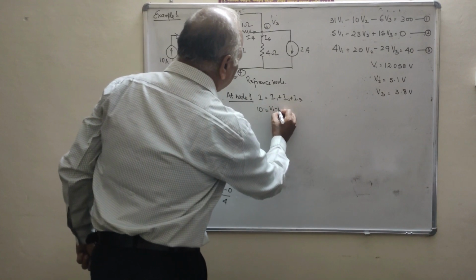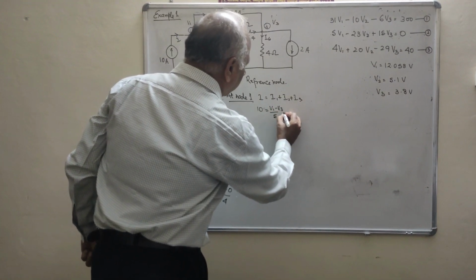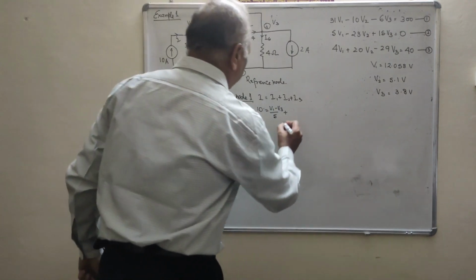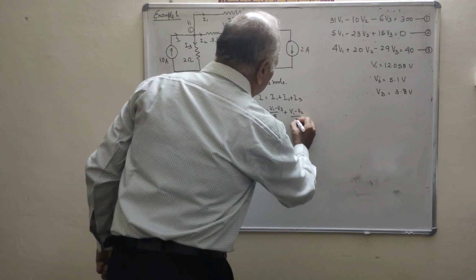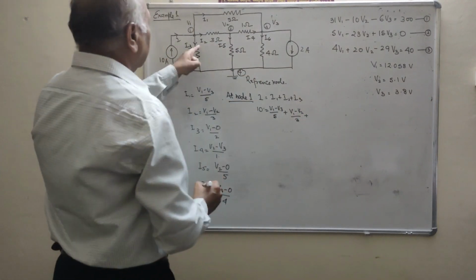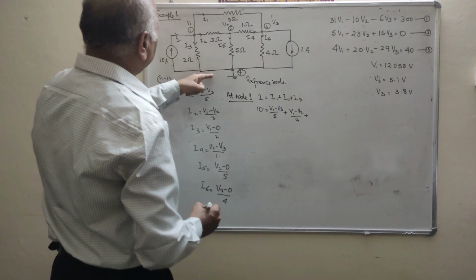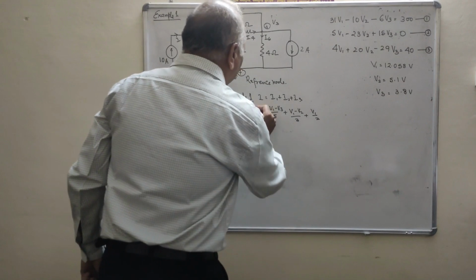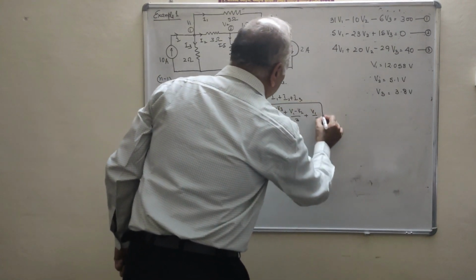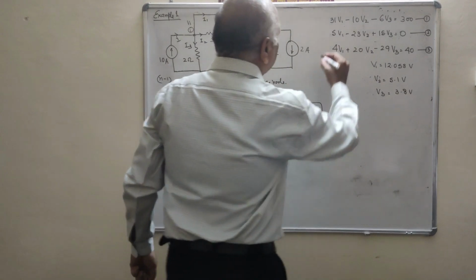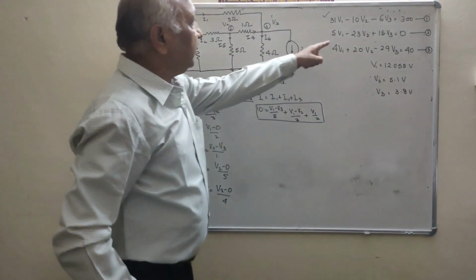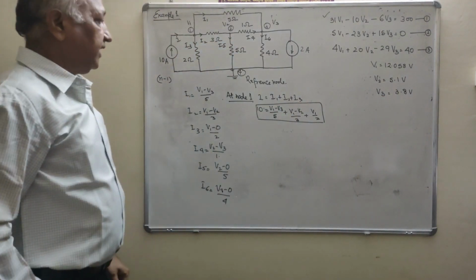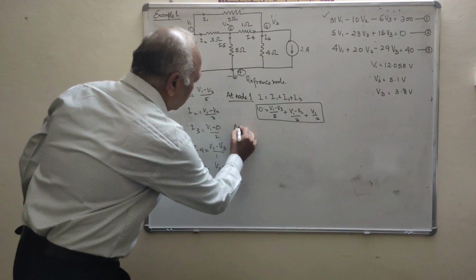That is (V1 minus V3) upon 5, plus I2, that is (V1 minus V2) upon 3, plus I3, that is V1 to reference node, that is V1 upon 2. After solving this, you are getting the first equation: 31V1 minus 10V2 minus 6V3 is equal to 300. Clear? Now at node 2.